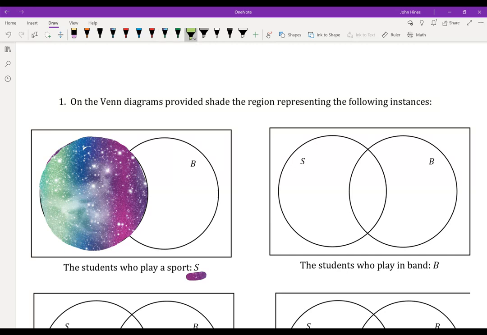What about the students who play in band? Well, I have to be somewhere in the band circle. I don't know where I am in here, but if I play in band, I'm somewhere in this circle here. So that's just band.